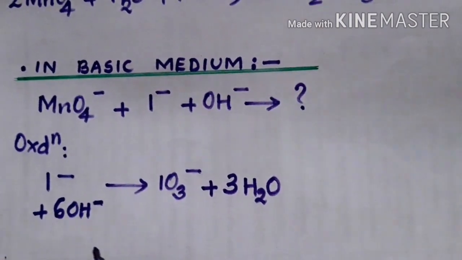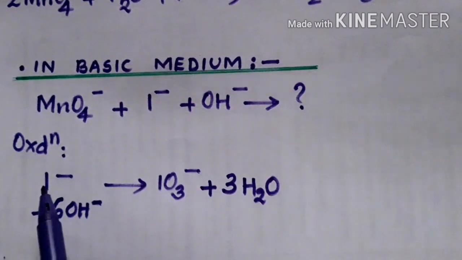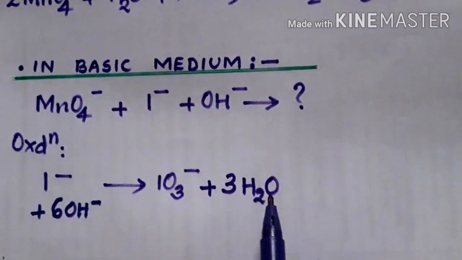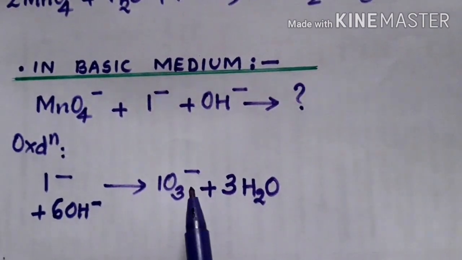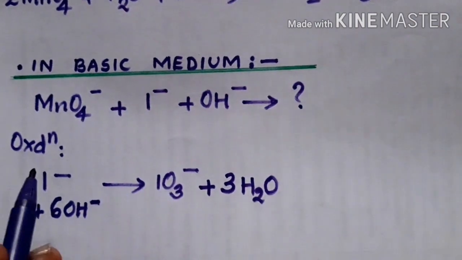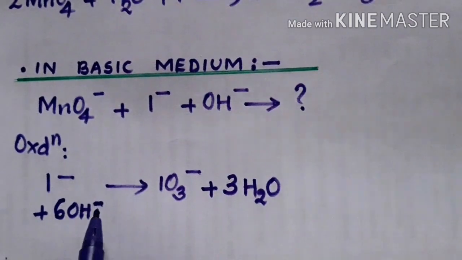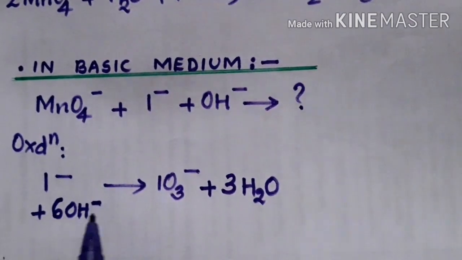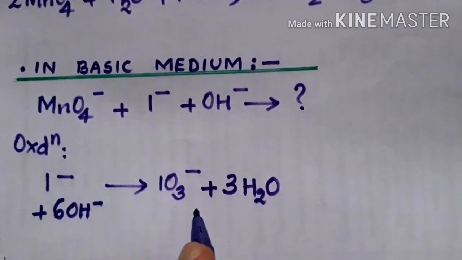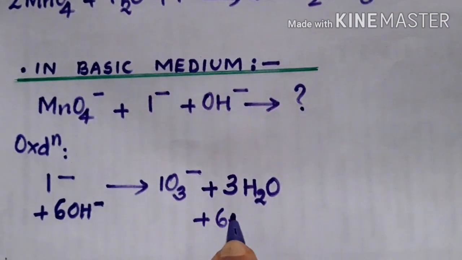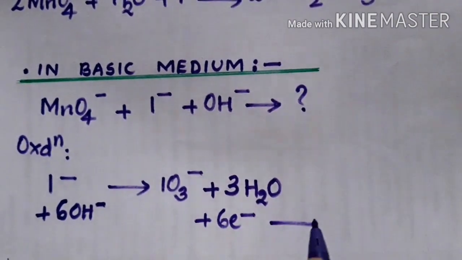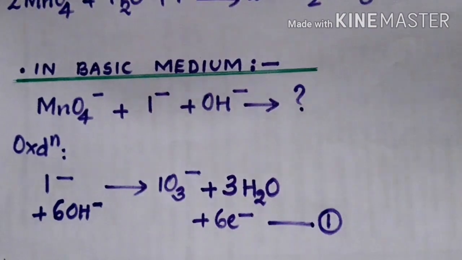So I'll write it as 6 OH minus. So atom wise it is balanced: 1 iodine, 6 oxygens, 6 hydrogens. Now check the charge. -1 plus -6, total -7. Here it is only -1. That means 6 electrons are to be added. So this becomes the oxidation half.